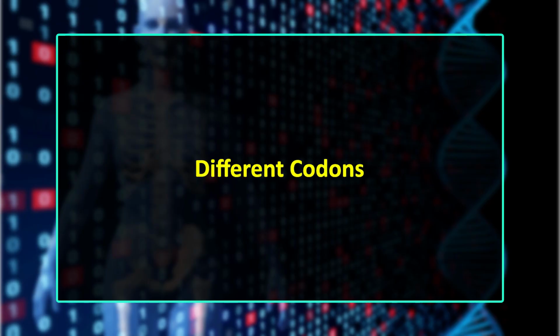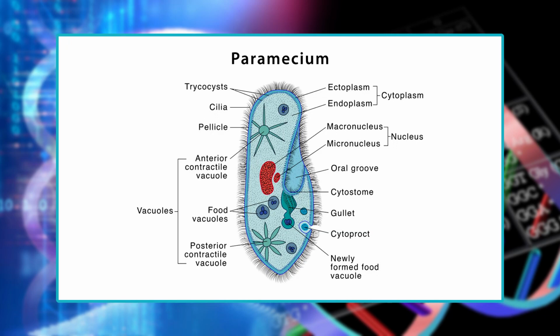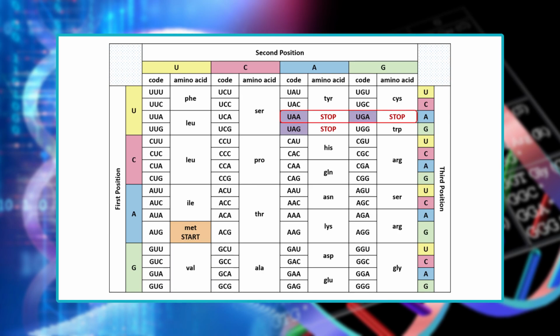Dear students, let's now discuss the different codons. In paramecium and some other ciliates, termination codons UAA and UGA code for glutamine.